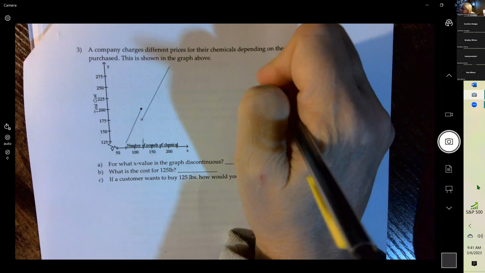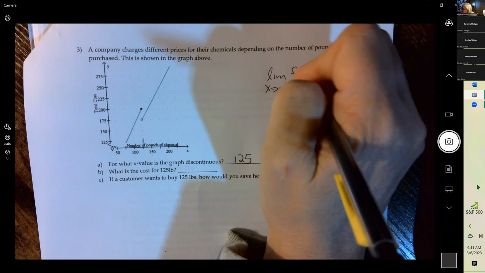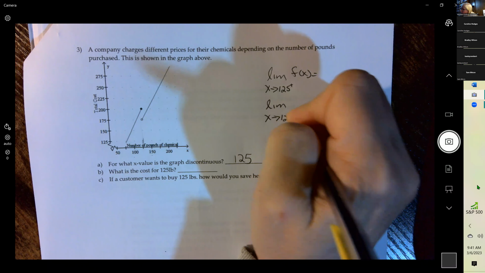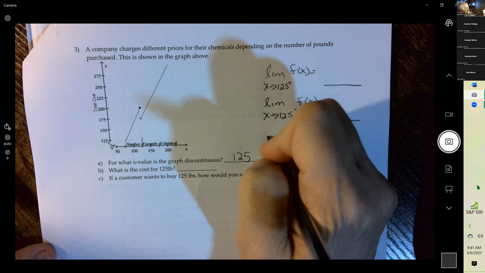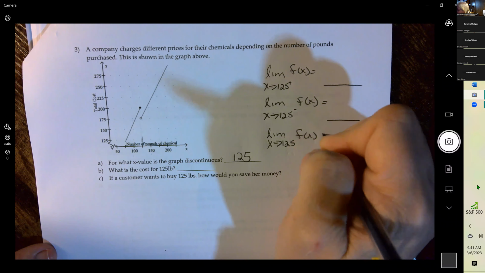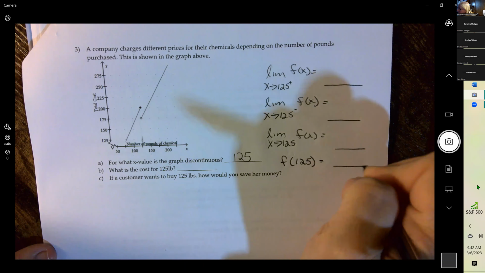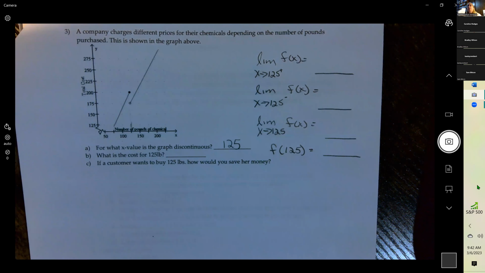Let's find the limit as X approaches 125 from the right, from the left, the two-sided limit, and then the shaded endpoint. Oh, sorry about that. $7 each.